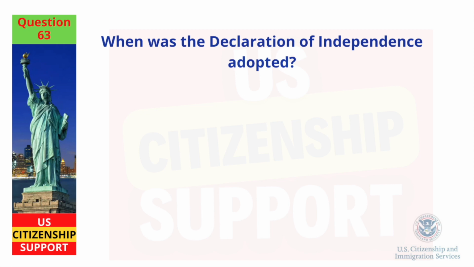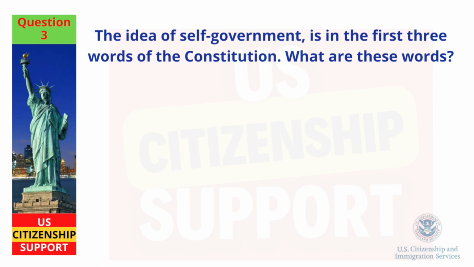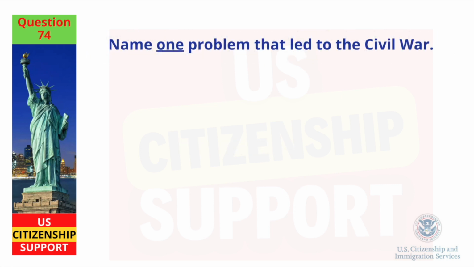When was the Declaration of Independence adopted? 1776. The idea of self-government is in the first three words of the Constitution. What are these words? We the people. Name one problem that led to the Civil War. Slavery.